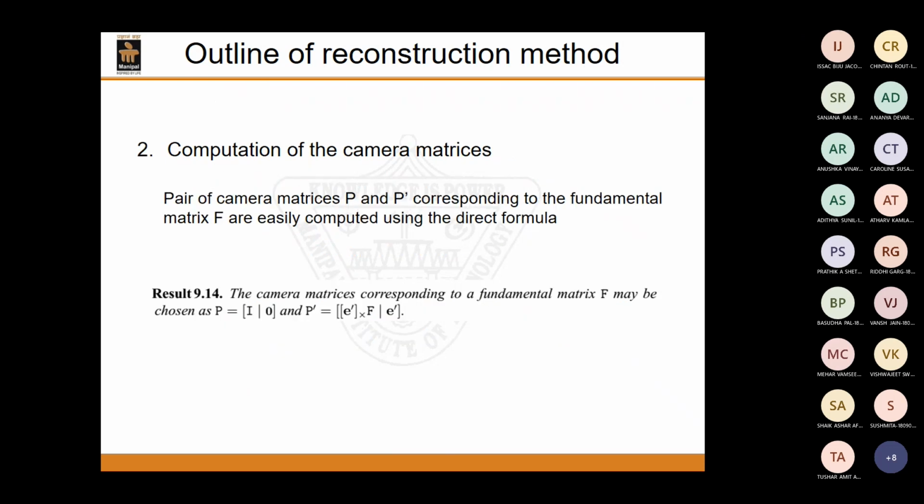And then after that, I can find out the camera parameters. That is, I can find out what P and P dash are. Let's say P and P dash are the camera parameters. So how do I find that out?